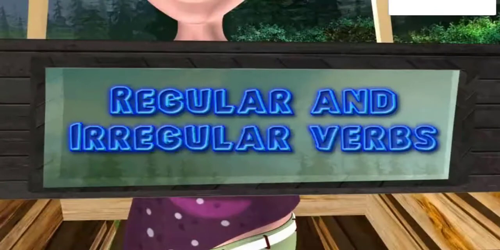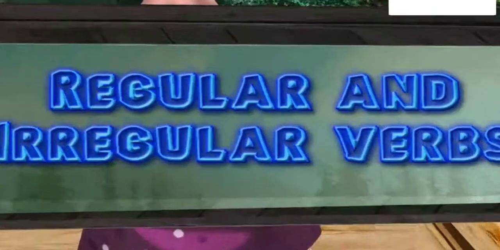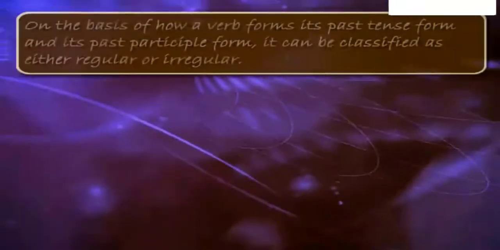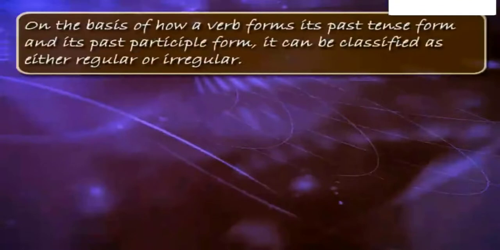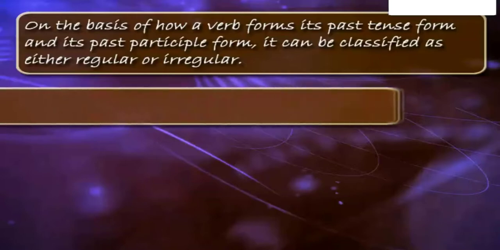Regular and irregular verbs. On the basis of how a verb forms its past tense form and its past participle form, verbs can be classified as regular and irregular verbs. Now let us first understand about regular verbs.